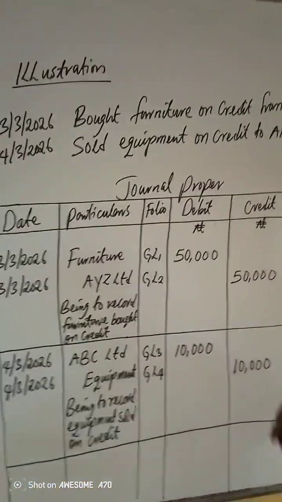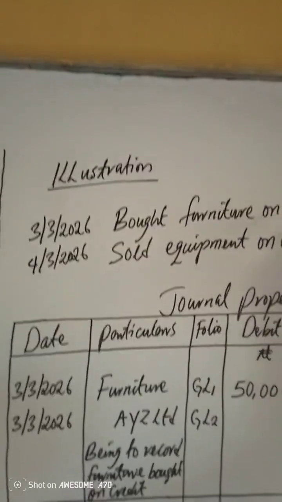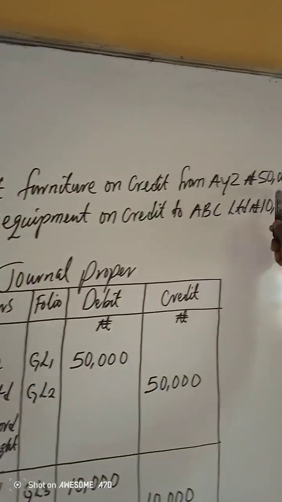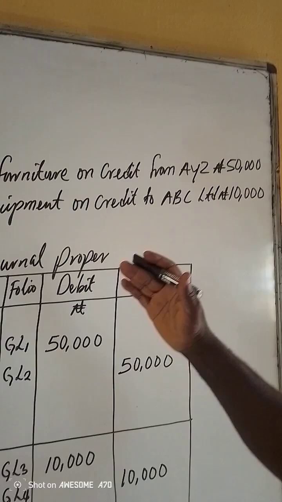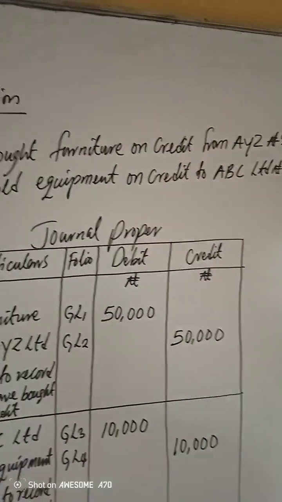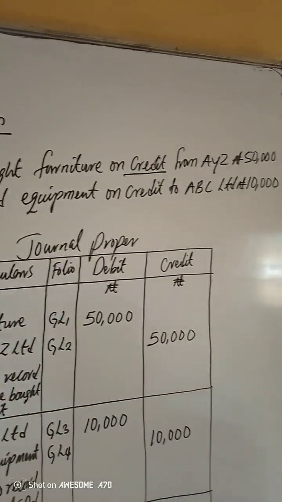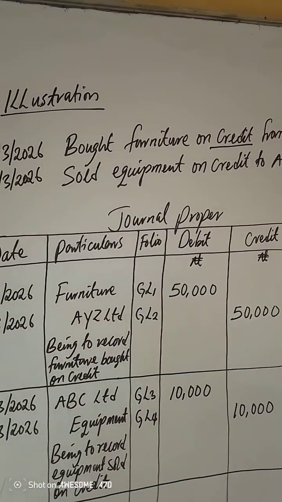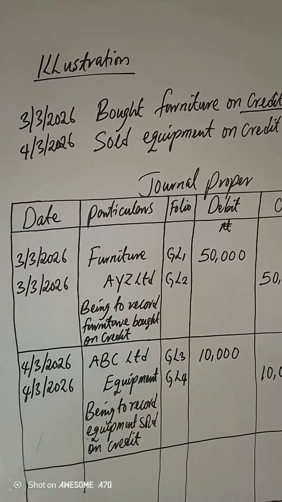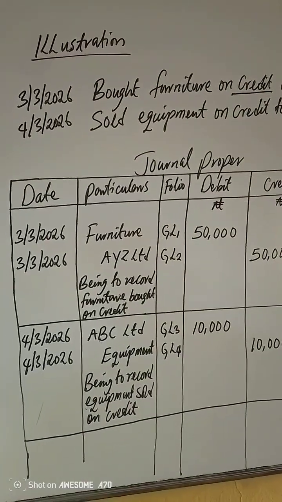Number one, we now say bought furniture on credit from AYZ, 50,000. You can see that furniture was purchased on credit. Furniture is a non-current asset. So if it is purchased on credit, it means it will be recorded in the journal proper, because it's not by cash and it's not goods. So you cannot take it in the other daybooks. So let's see how you record it.